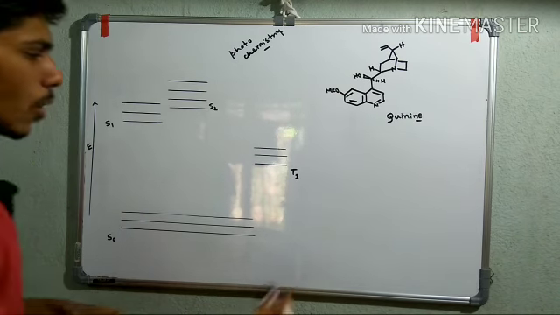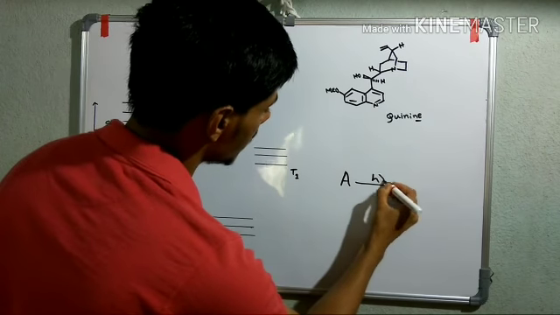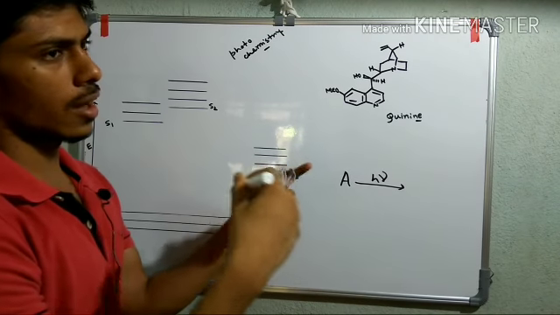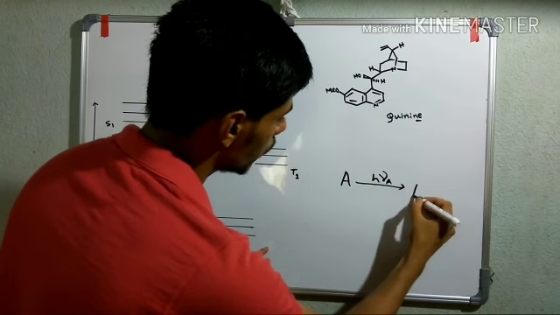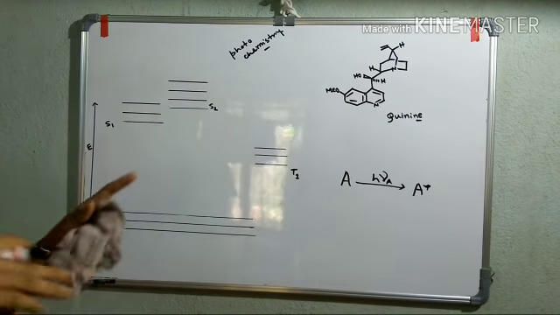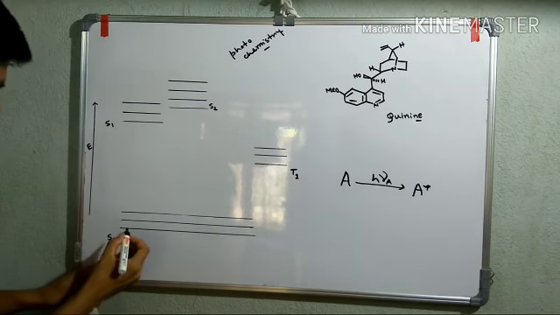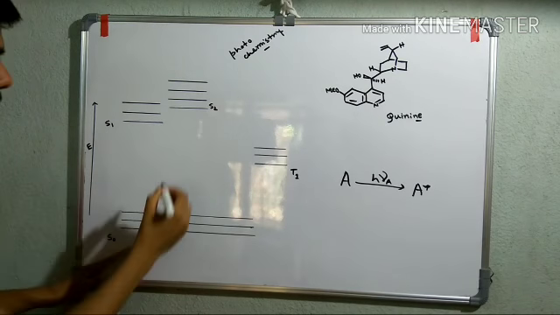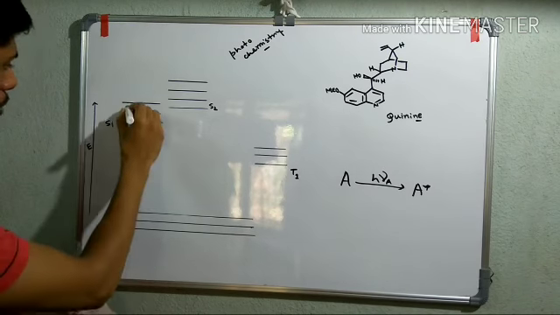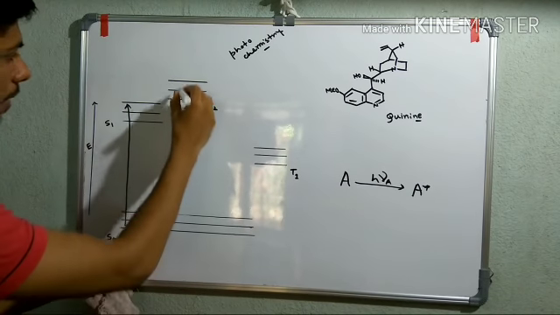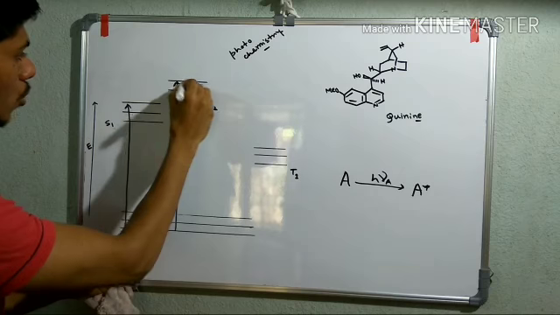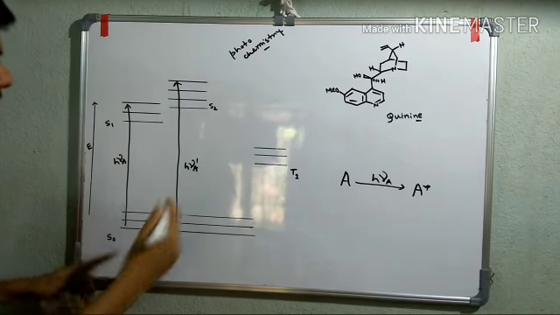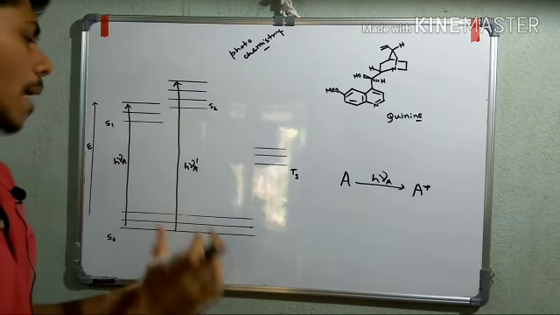Now let's say you have a substance A and you excite it with some radiation of frequency h nu A. It will be excited to A star, which is an excited electronic state of A. That means you are promoting your molecule from the singlet ground state to some excited state. This promotion may occur from S0 to S1, but at the same time it can happen from S0 to S2 also. So this is h nu A and this is h nu A dash. This process is called absorption.